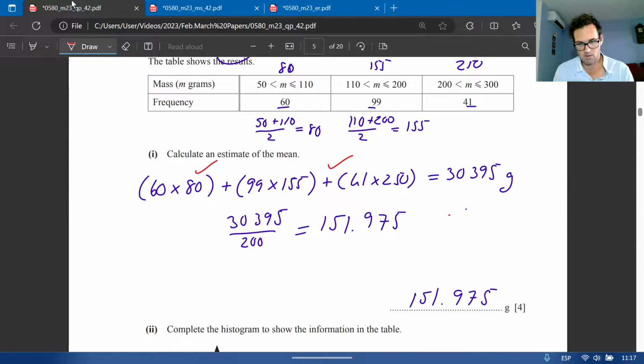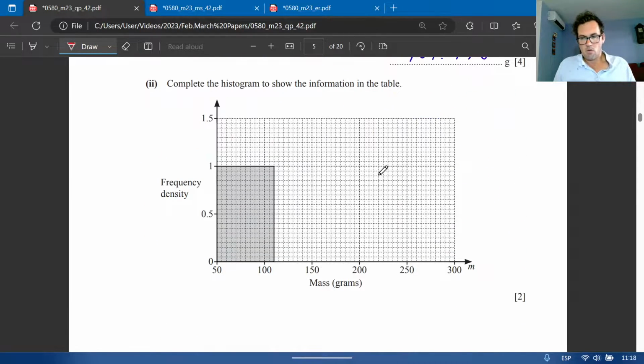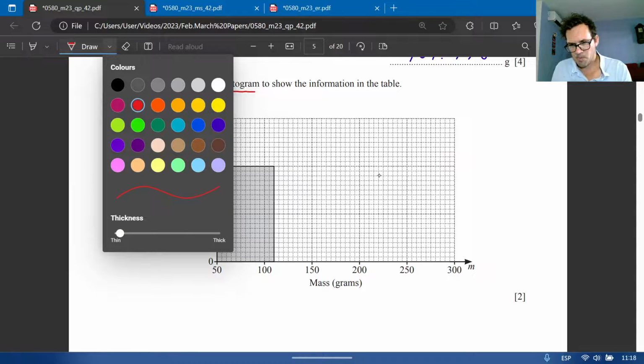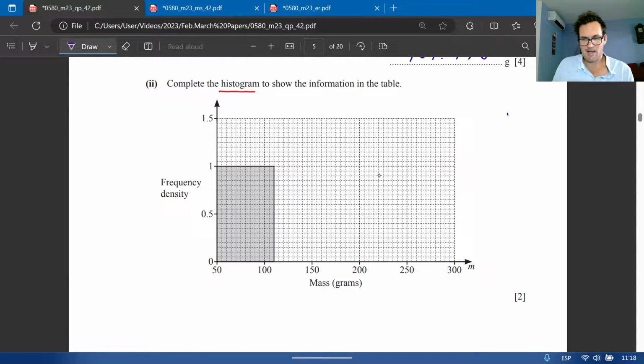Then for dividing by 200, you get a mark, and then the final answer. So we're up to part 2, which is about histograms. The one thing I always just remember with histograms, and this helps me figure out everything, is that the area of this rectangle, of the bar, equals the frequency.